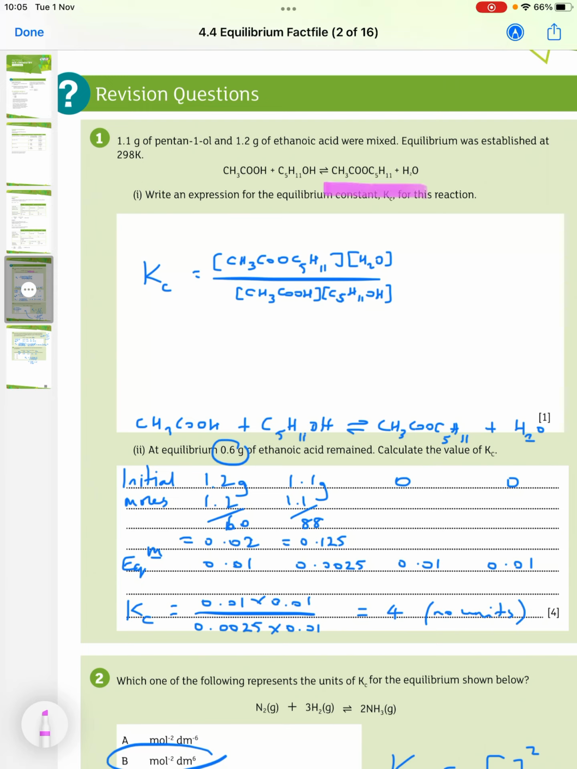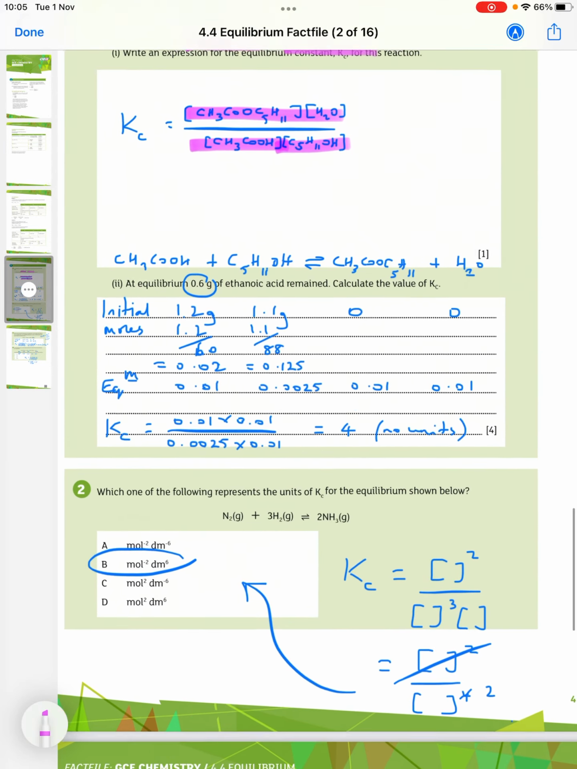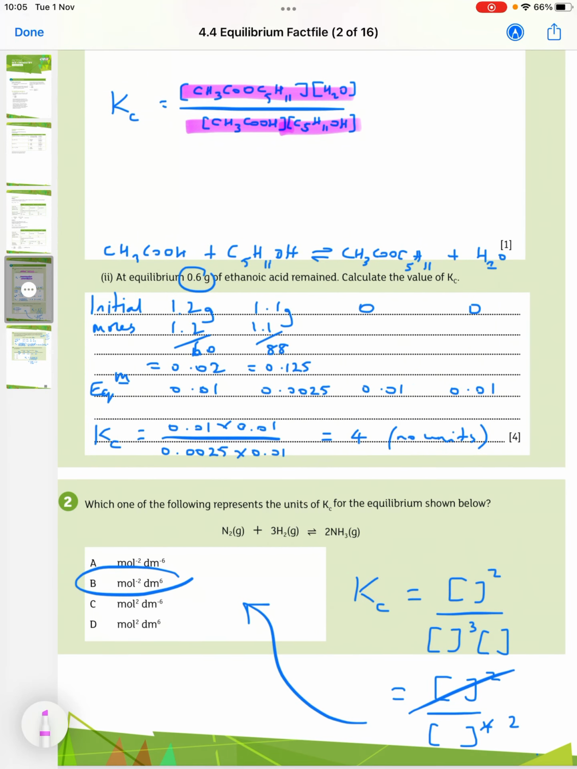Well, we're just simply looking at the products over the reactants. So we've got the ester here, CH3COOC5H11, times the concentration of water, H2O, over the concentration of the acid, CH3COOH, and the alcohol, C5H11OH. Then it says, at equilibrium, 0.6 grams of ethanoic acid remained. Calculate the value of Kc.